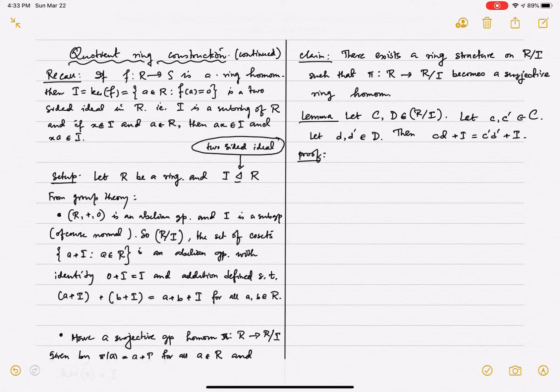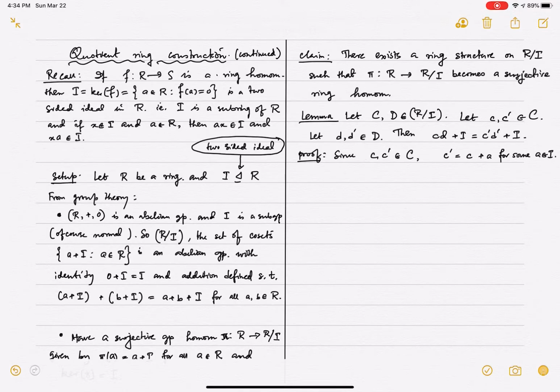We had a similar lemma in group theory, and that's exactly where you needed the fact that the thing you're quotienting out by is a normal subgroup. Okay, since C and C prime are in the same coset, what does that mean? That means the difference is an element of I, meaning C prime is C plus A for some A in I.